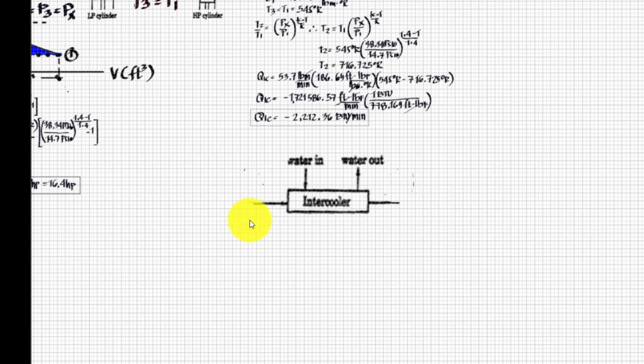So, I have at this point, this is my point 2. On the other end, that will be my point 3. And the flow of the system is like this. And we have water entering and water leaving the intercooler. Now, if we do an energy balance here, from our steady flow energy equation, energy in equals energy out.